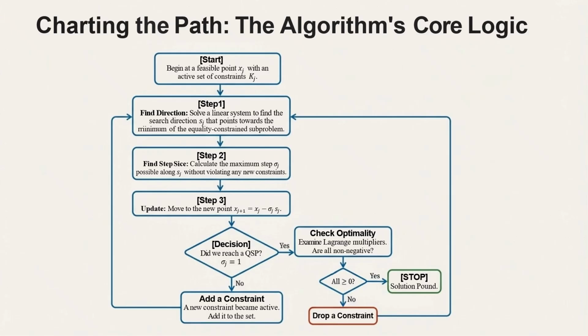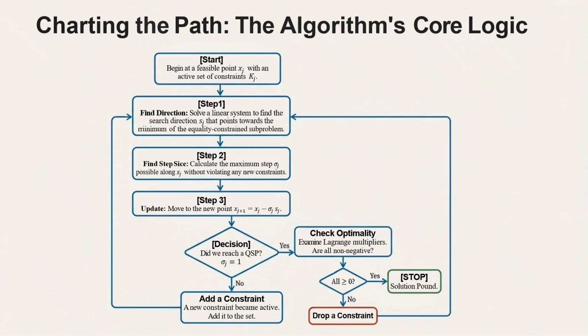In step 1, our objective is to find the search direction. By solving a linear system, we determine the vector s sub j, which points exactly toward the minimum of the subproblem that considers only the current equality constraints. In step 2, we must determine how far we can move in this direction. We calculate the maximum possible step size, sigma sub j, to ensure that no new constraints are violated. In step 3, we update our current position using the formula x sub j plus 1 equals x sub j minus sigma sub j s sub j.